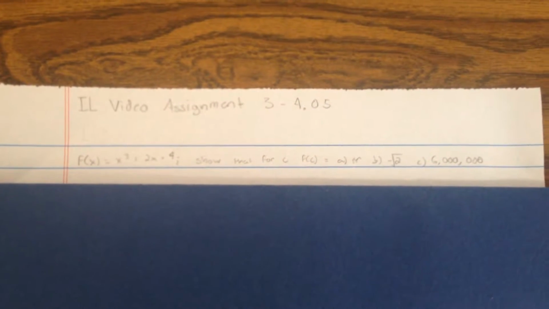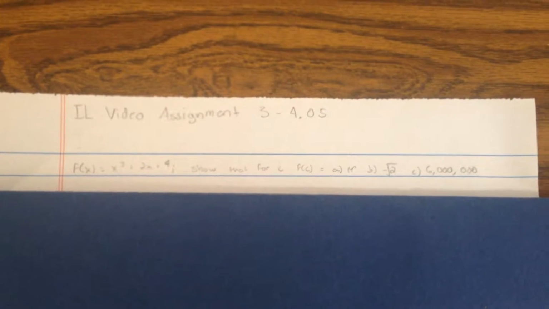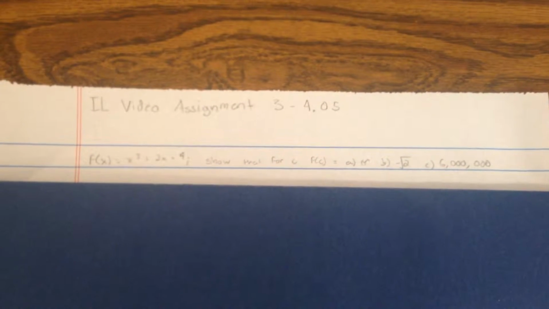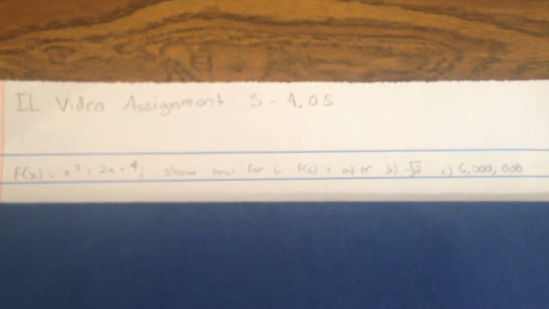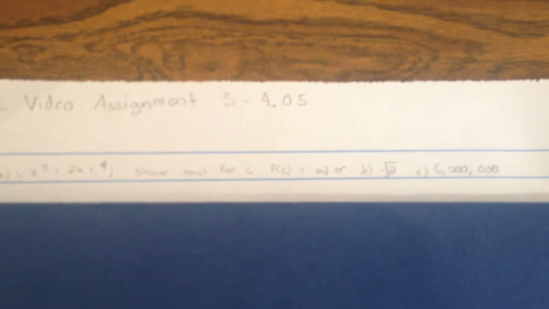Alright, this is interactive video assignment number 3. This is homework number 4 and problem 5. We are given the function f of x is equal to x to the third plus 2x plus 4, and we are told to show that for some value c, f of c is equal to pi, negative root 2, and 6 million.